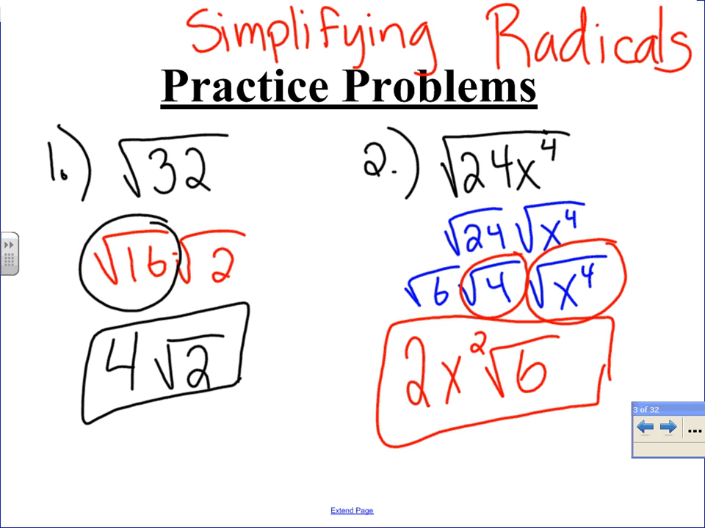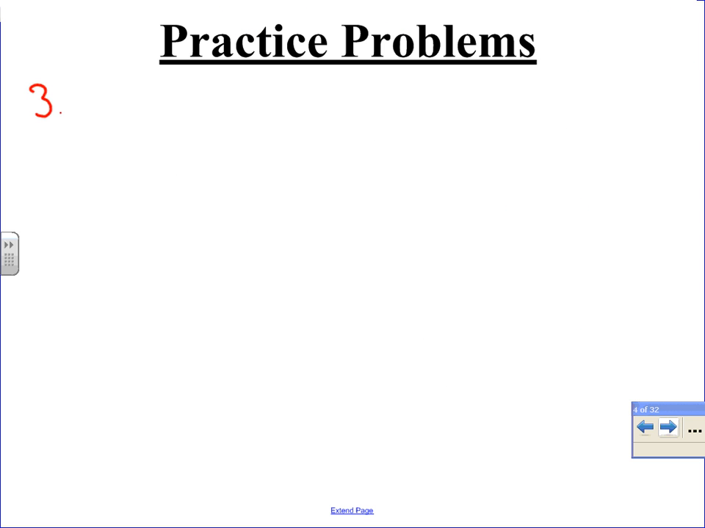Easy? Questions on that one? Okay, number 3. Let's do square root of 36x squared. And your quiz next week on this on Tuesday will be very similar to these problems. It's not going to get much more difficult.